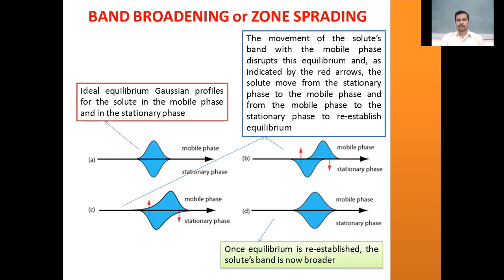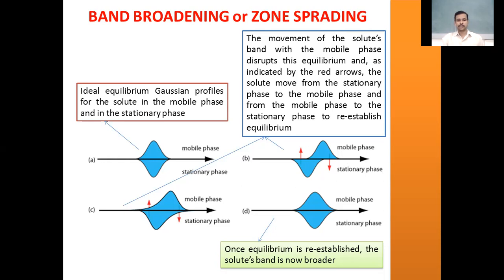The movement of the solute either from the stationary phase to the mobile phase or from the mobile phase to the stationary phase can be seen. During this instance, the solute will be searching its own way to establish equilibrium, trying to re-establish it. Here also, during the re-establishment of equilibrium by a solute, the movement of the solute from mobile phase to stationary phase or stationary phase to mobile phase takes place. And this process continues until the solute reaches the detector.